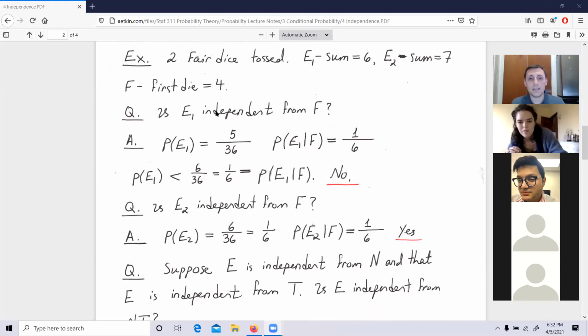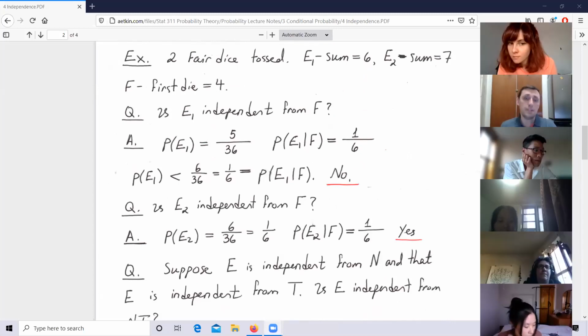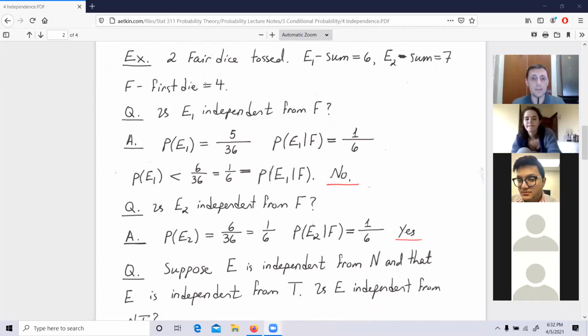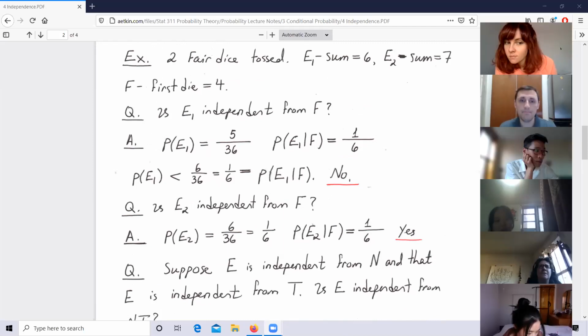Now, guys, here is an interesting question. I hope you will find it such. This also reveals the mystery of my icon for this class. I'll show you in a moment. So the question is this, guys. Suppose that E is independent from N and E is independent from T. Clear? E is independent from N. In other words, knowing N does not modify the probability of E, and knowing T does not modify the probability of E. Clear?